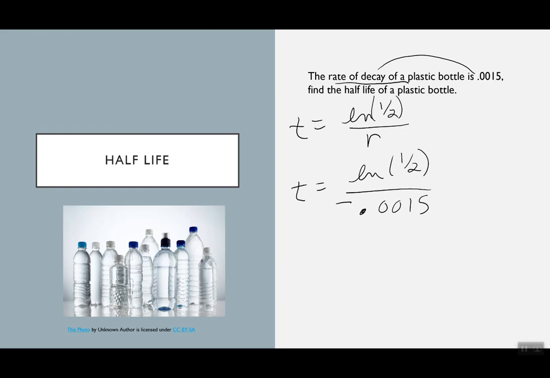If you didn't do it, you would get an answer that time is negative, and time can't be negative, and that should clue you in that something should have happened. So I'm putting in my calculator the natural log of a half, and then I'm dividing by negative 0.0015. And it says time, and I'm just going to round it to the nearest year. This is 462 years. I wrote it too quickly.